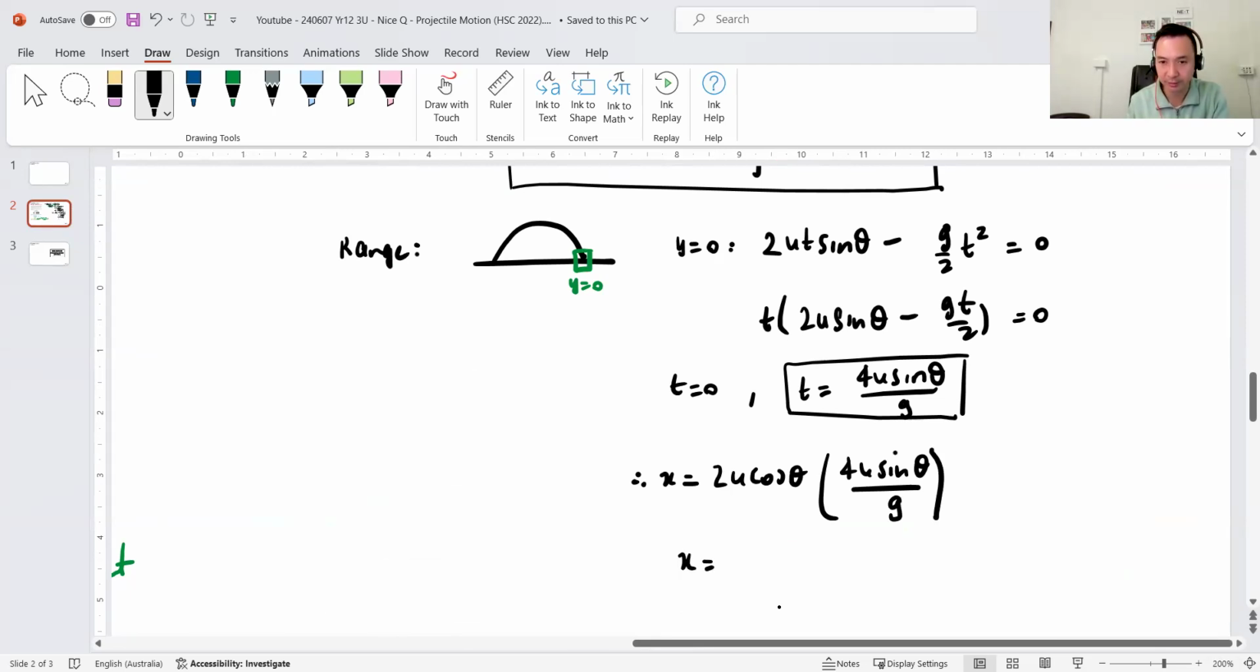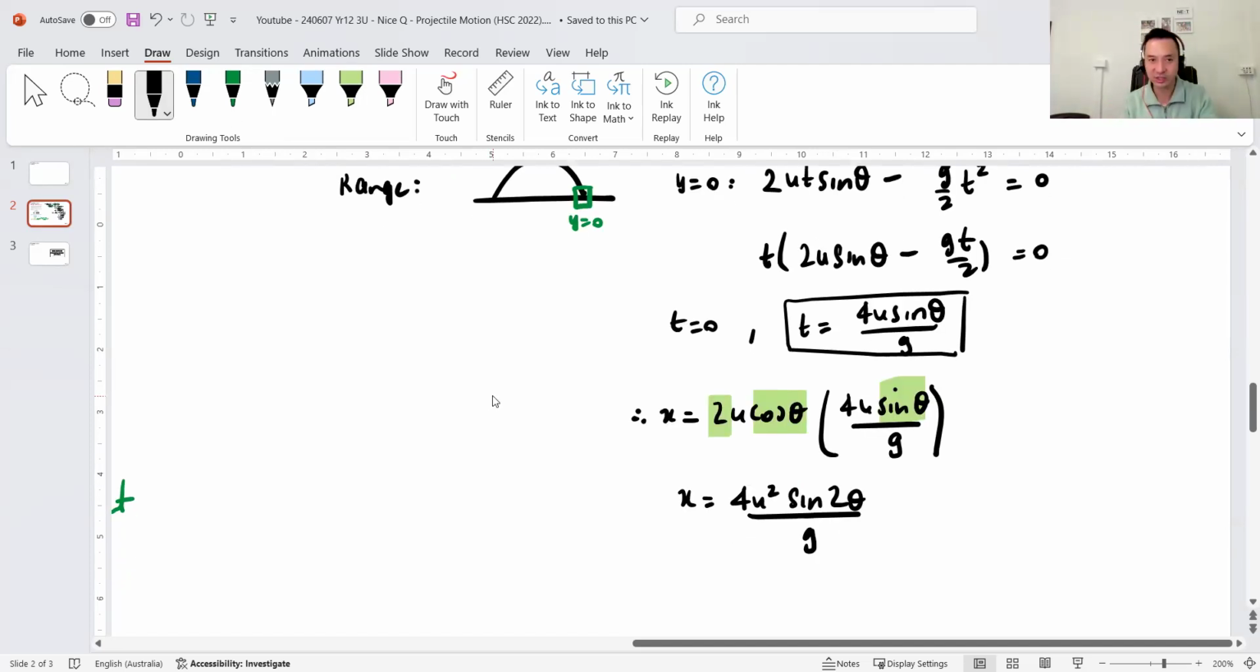So how about I factor? I'll make double angles, right? So 2 sine cos. So it'd be like 4u squared sine double angle on g. Now, if this is my range, and my range depends on a sine 2 theta, right?